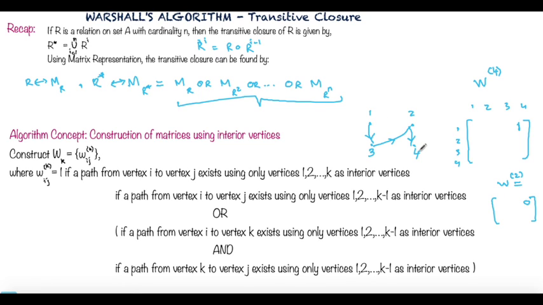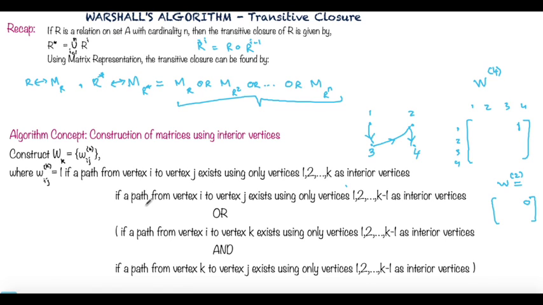Note that 1 and 4 are the starting and ending vertices, so we are only talking about interior vertices. Interior vertices are not the starting vertex and not the ending vertex, that is, not the source and not the destination. Now, the beauty of this algorithm is that this sentence, that if a path from vertex i to vertex j exists using only these vertices as interior vertices then this is equal to 1, can be written as a recursion.